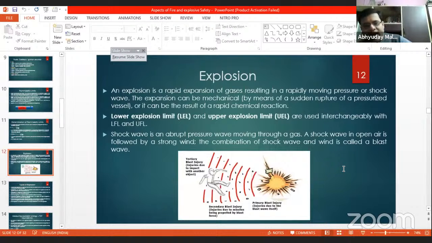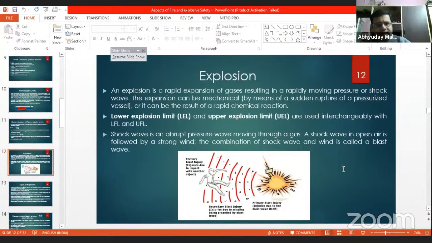Now let us come to some facts about explosions. An explosion is a rapid expansion of gases, resulting in a rapidly moving pressure or shock wave. That is, when something explodes, the gas or the air near it rapidly expands, and this compresses the surrounding air, which propagates via a pressure wave. This compression wave propagates through the air, and this is called a pressure or a shock wave.